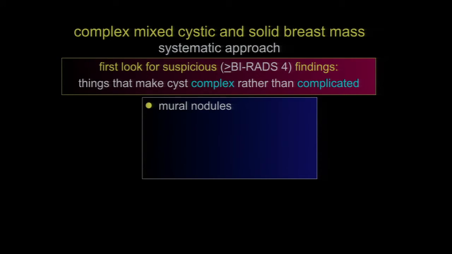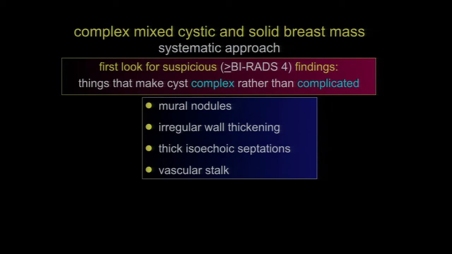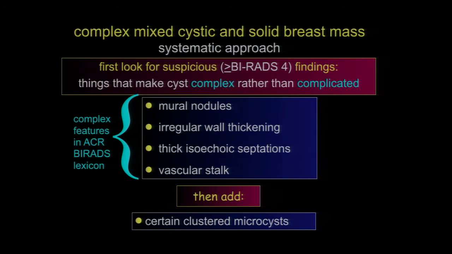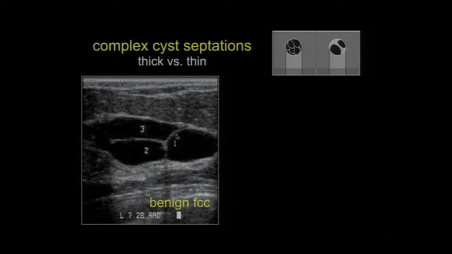So what are the things that make a cyst suspicious? Well, they're simply the same things that the ACR BI-RADS lexicon defines as complex: mural nodules, irregular wall thickening, thick septations, and to that I would add some internal vascularity, and certain clustered microcysts. So thinly septated cysts aren't worrisome.